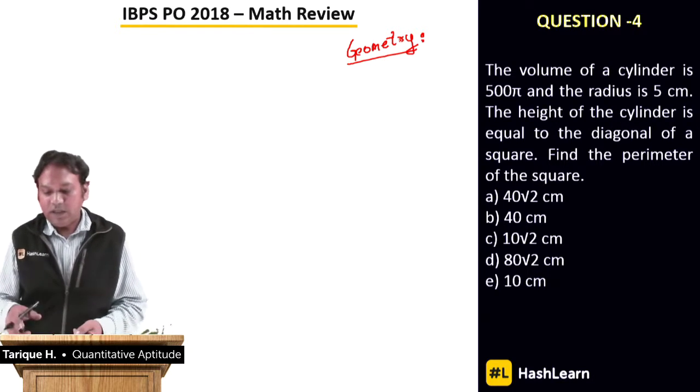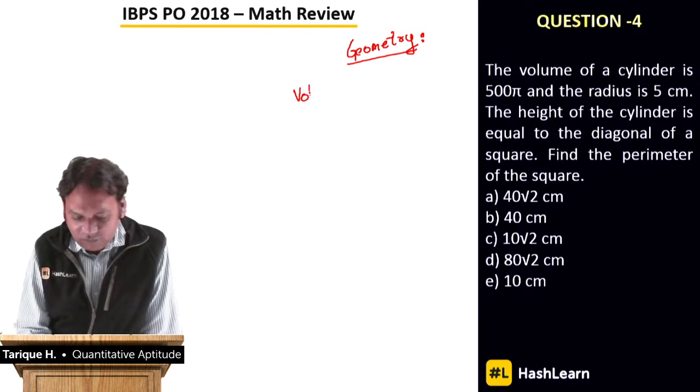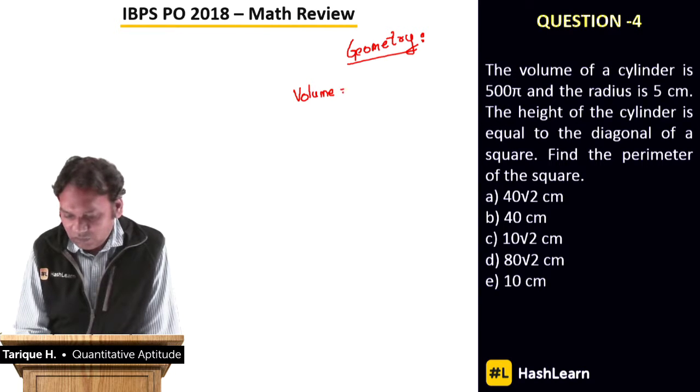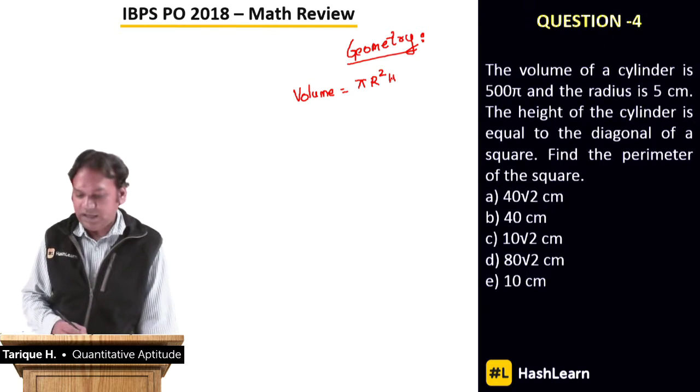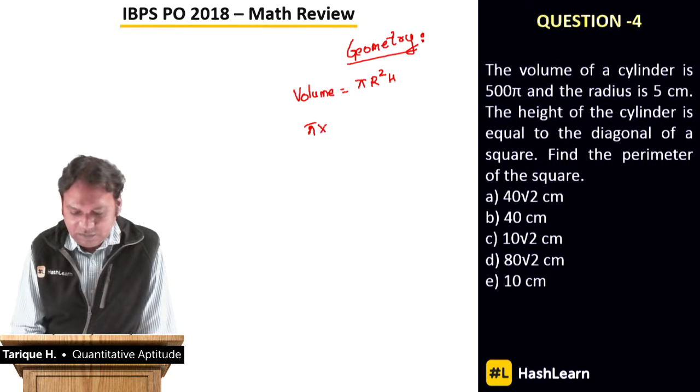So here if you look at the question, the volume of a cylinder is 500 pi. So first of all, what is the formula for the volume of a cylinder? The volume of a cylinder is given by the formula pi r square h, where r is the radius and h is the height. The volume of the cylinder is 500 pi and the radius is 5 centimeter. So pi into 5 square into height is 500 pi. So we can cancel pi, and we can say 25 will cancel this 20 times. So h is equal to 20.